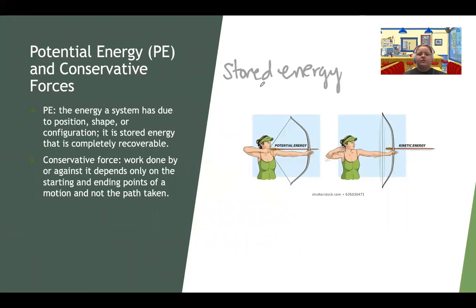Like in this example, there is an energy that's being stored because she has pulled back that arrow. So there's some potential energy here. As she releases it, it turns into purely kinetic energy. It is now moving, so we have some kind of kinetic energy here.